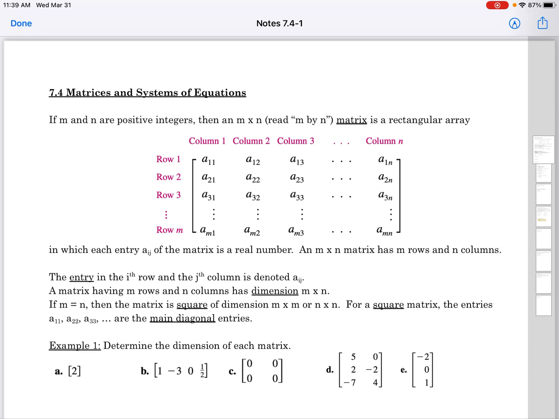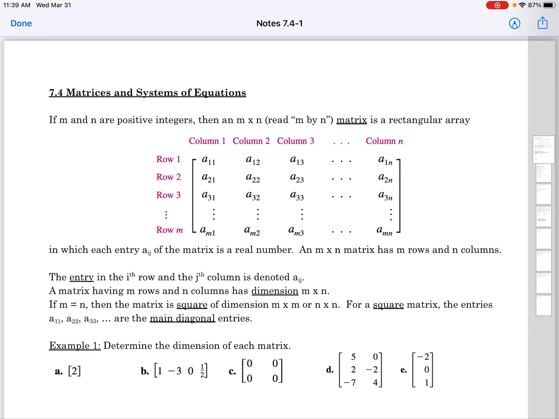So a matrix is really just a rectangular array of real numbers. When we have more than one matrix, we call it matrices. So if m and n are positive integers, then an m by n, so we read that almost like if you were to go to Home Depot and get a 2x4, it's an m by n matrix as a rectangular array. So we see this one here where we have different numbers, and it's really just drawn in this nice rectangular form.